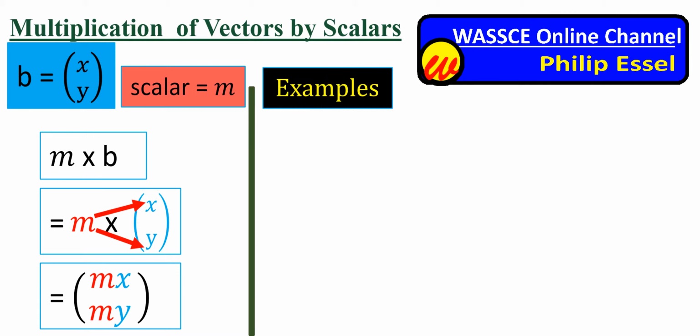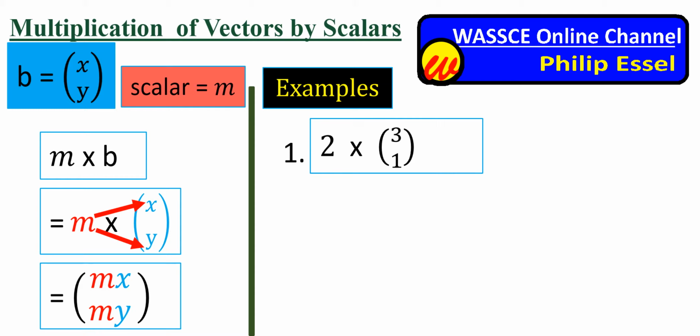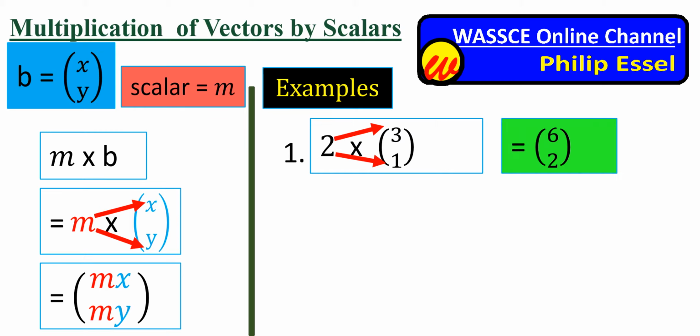Let's look at a few examples. Example 1. We are multiplying the scalar 2 by the vector 3, 1. So first we would multiply the 2 by the x component, which is 3. You would again multiply the 2 by the y component, which is 1. The 2 times 3 is 6, and the 2 times 1 is 2.